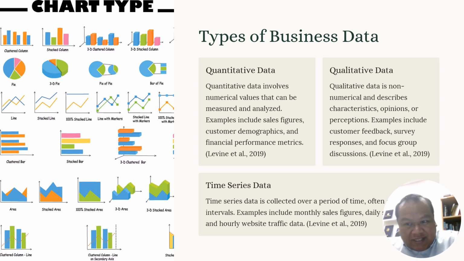So now let's go to the types of business data. When you say data, it means information. This information will be either a result of descriptive statistics, or a result of your inferential statistics. Now, quantitative data. Quantitative means quantity, so it involves numbers. Quantitative data involves numerical values that can be measured and analyzed.